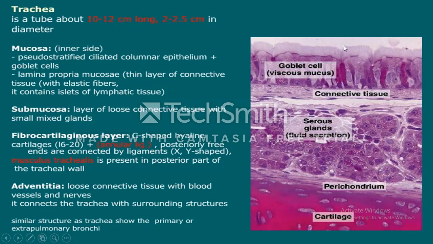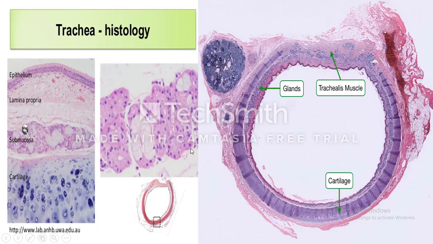Okay, this is the trachea: mucosa, submucosa, and adventitia. Mucosa consists of pseudo-stratified ciliated columnar epithelium and lamina propria full of cross sections of elastic fibers. Submucosa has small mucoserous glands, and this adventitia consists of hyaline cartilage and loose areolar connective tissue. Okay, this is the trachea.